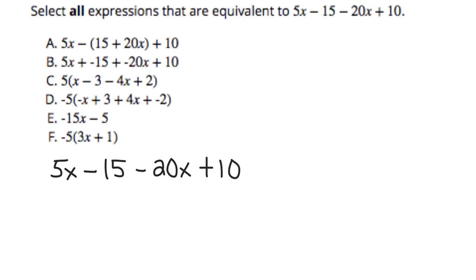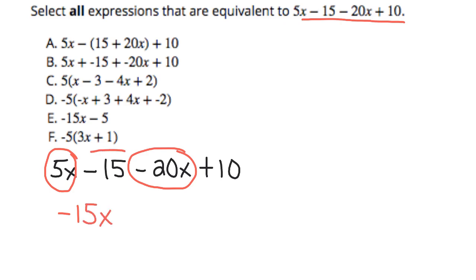So to figure out which ones are equivalent, we first have to take this, which I've rewritten down here, and take a look at what's the same. So we have 5x minus 20x, which gives you a negative 15x. And then you have negative 15 plus 10, which gives you a negative 5. So we have to find some, and we're going to rewrite that, we have to find some that look like this right here, negative 15x minus 5.